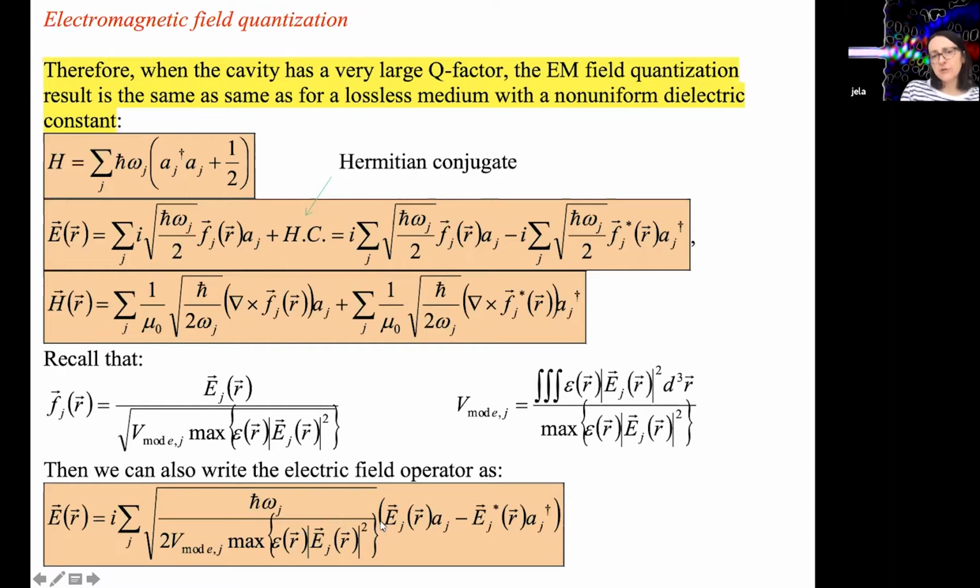So you have an electric field operator, which will again be Hermitian. It's equal to its Hermitian conjugate. It has annihilation and creation operators for a specific mode j. It has electric field patterns, which are basically obtained from classical electromagnetic simulation. And this E_j of r is the electric field pattern that you obtain from any electromagnetic field simulator. You don't need to normalize it because this prefactor takes into account normalization.